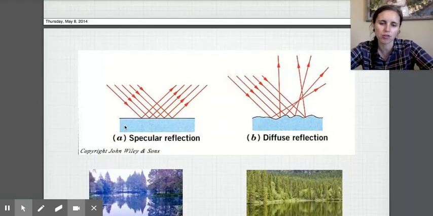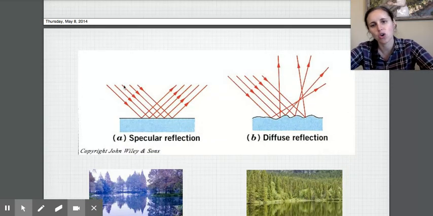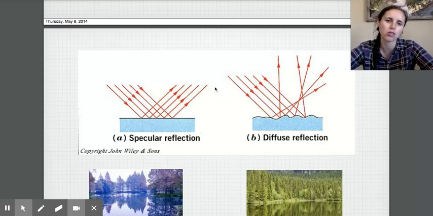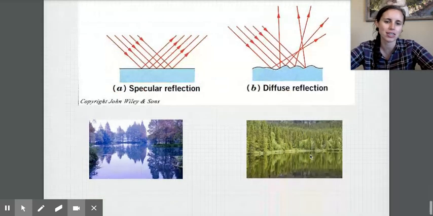In specular reflection, when we have that nice flat surface, notice that my incoming rays are parallel. Notice that my reflected rays are also parallel. That's because it's a smooth surface, we're not hitting any bumps, and they're very nicely being reflected. In diffuse reflection, again, we have that bumpy surface. So in diffuse reflection, everything's coming in parallel, but notice it's not leaving parallel, right? This is hitting here, it's hitting a bump, and it's going off in this direction. This one's hitting a bump, it's going off in this direction. Because these lines aren't parallel, because they end up getting scattered, this is why your image isn't necessarily clear.